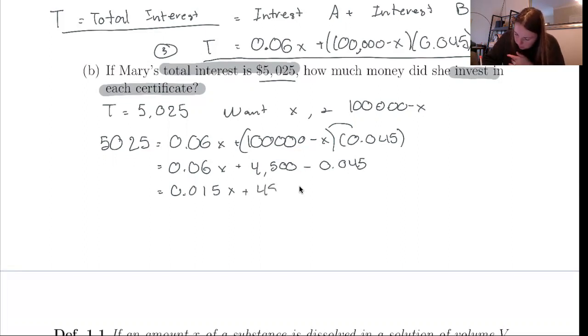Plus 4500. Okay, great. So I just distribute my 0.045. The reason I write 0. Something system extension is not capable of max. Please connect all.